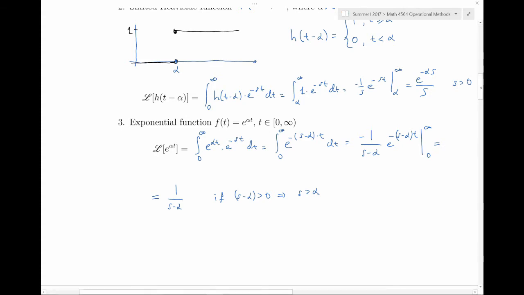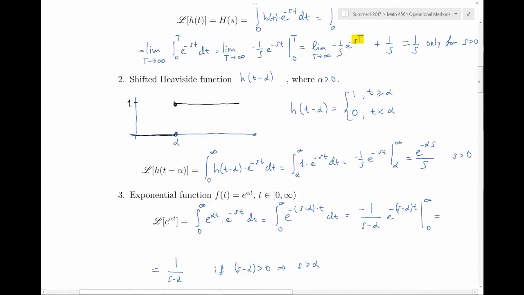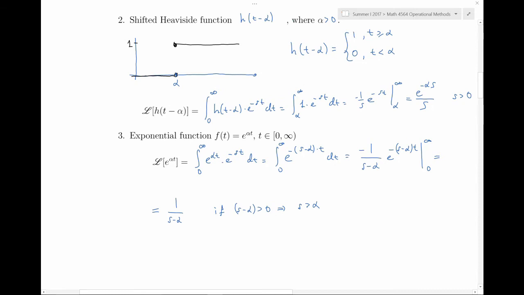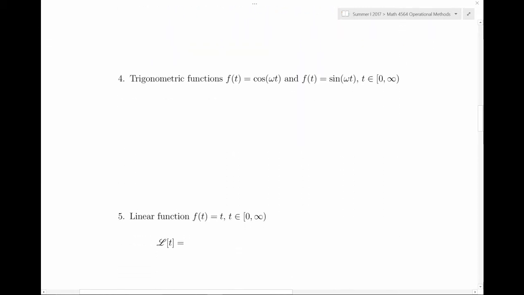Notice an interesting thing right here. We have a shift producing an extra factor of e to the minus alpha s, and taking the function h of t and multiplying by e to the alpha t produced a shift. Okay, moving on to the trigonometric functions. You can imagine I will just jump into this integration, and after a little while I'll get a formula. Instead, I'm going to use a clever trick.